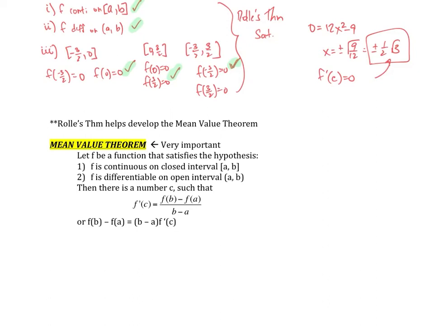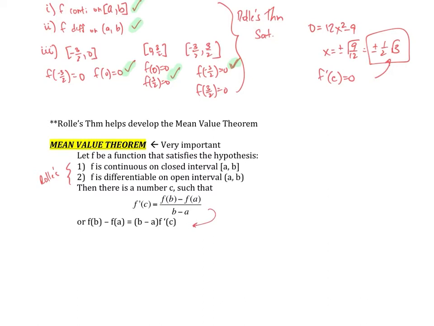Let f be a function that satisfies the hypotheses. f is continuous on the closed interval, f is differentiable on the open interval. So far, these first two parts are just like Rolle's theorem, right? Then there is a number c, so here's the third part that's different, such that f prime of c equals f of b minus f of a over b minus a, or f of b minus f of a equals b minus a times f prime of c. This is just me manipulating it.